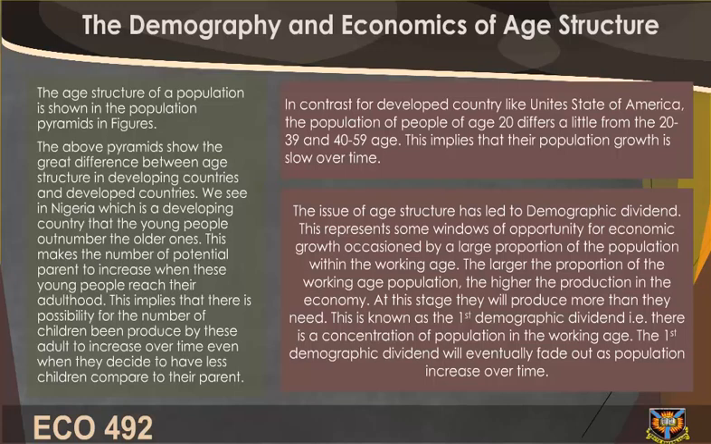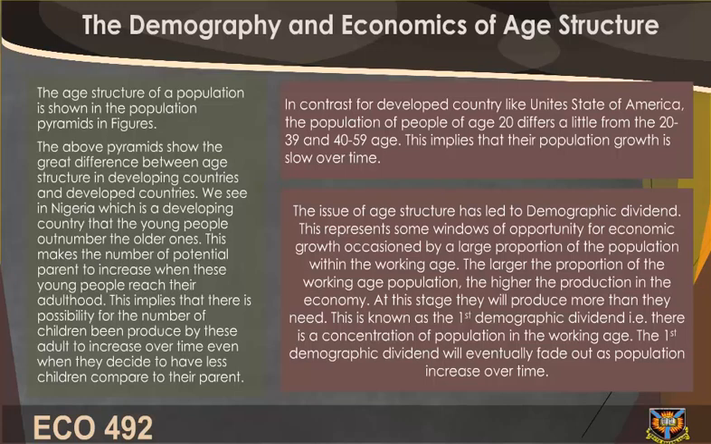In contrast, for developed countries like USA, the population of people of age 20 differs a little from the 20 to 39 and 40 to 59 age. This implies that their population growth is slow over time. The issue of age structure has led to demographic dividend. This represents some windows of opportunity for economic growth occasioned by a large proportion of the population within the working age. The larger the population of the working age, the higher the production in the economy.